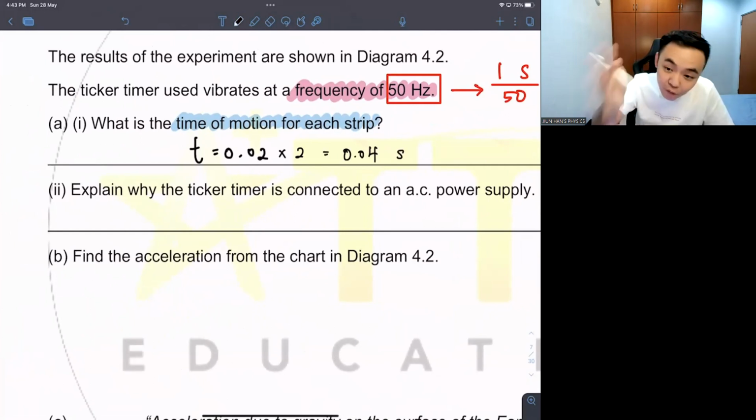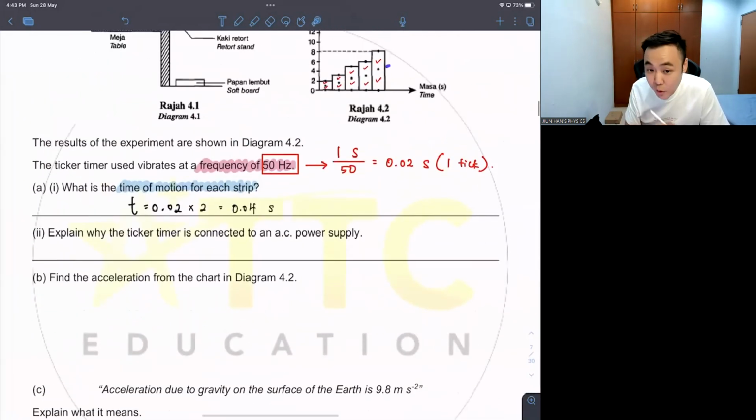Are we good? Any questions? There's no need to be ashamed. You can direct message me. No one is going to see your question or your message anyway. It's all right, you don't have to worry. Say, hey, is my question too dumb? No. So now you know, every one of them inside has 0.04 seconds.